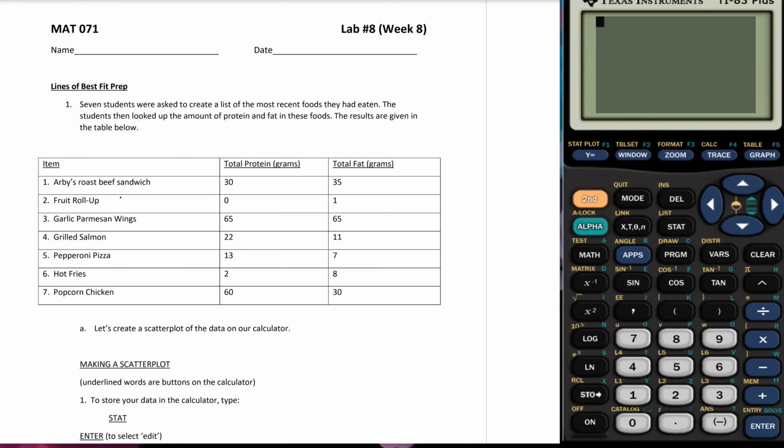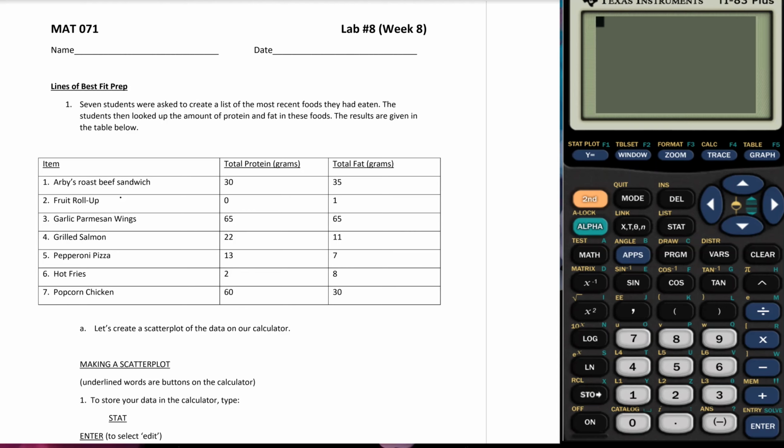So for the very first one, we're going to talk about lines of best fit. Hopefully you have already gone over this in your 171 class. But if you have not, just pay close attention because I'm going to be going over a lot of how to use it, how to read it, and how to make predictions with it.